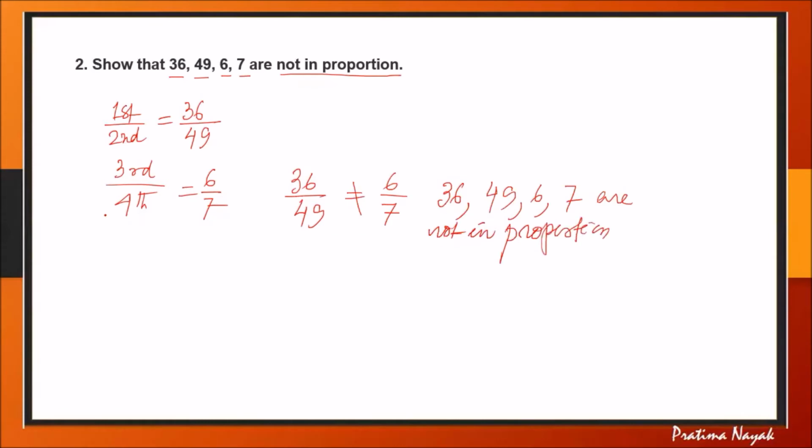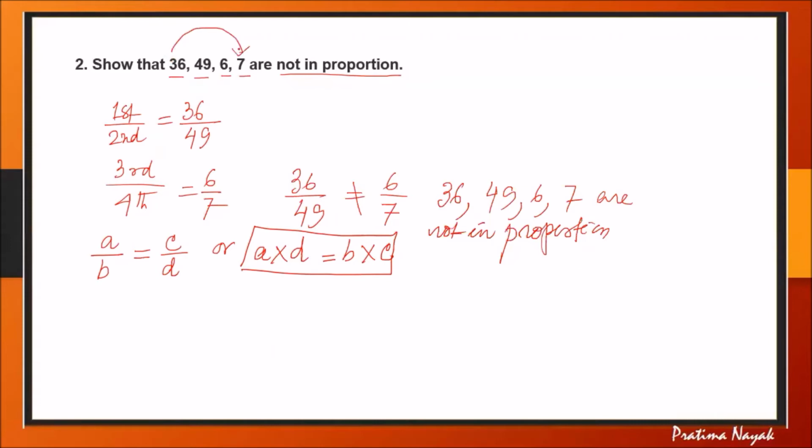Now I'm writing another concept to do this type of question. What is it? Now we know that they are in proportion if A by B is equal to C by D, or I can write the product of A and D, the two extremes, is equal to the product of B and C. So this is a very important concept to identify whether four numbers are in proportion or not. That means you will multiply the two extremes and you will multiply the two means. If both are equal, then they are in proportion. If they are not equal, they are not in proportion.